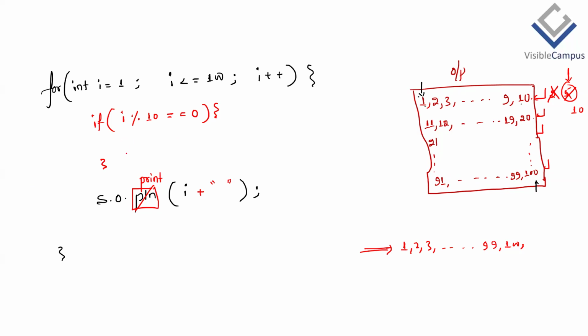We have to print that number, or not? System.out.print or println? Print that number and the cursor has to go to the next line. That's why println has to be used here. Then print that i value. Is any comma required after that? No. That's why close this here.